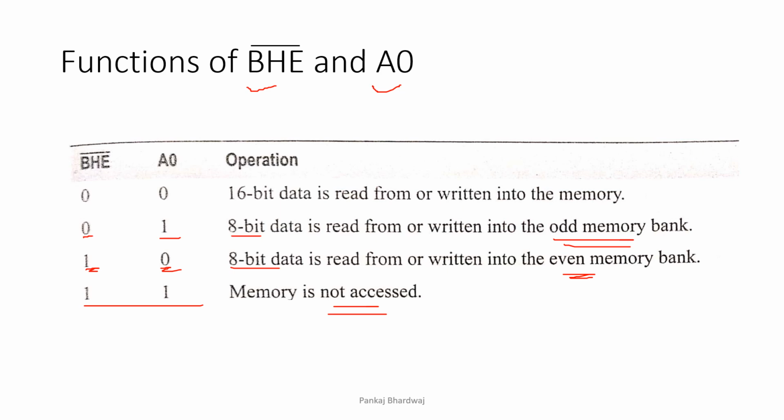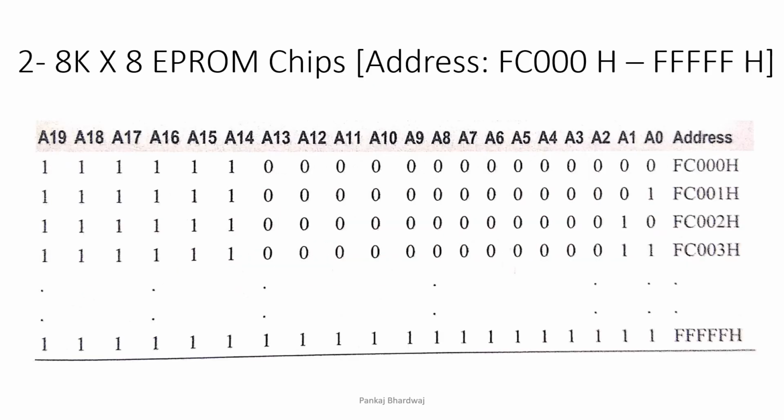Now let's discuss it with the help of an example. For example, we have two 8K into 8 electrically erasable programmable read-only memories. Since it's read-only memory, we have the control signal, the memory read signal. And the problem is given that the addresses are starting from FC000 to FFFFF.